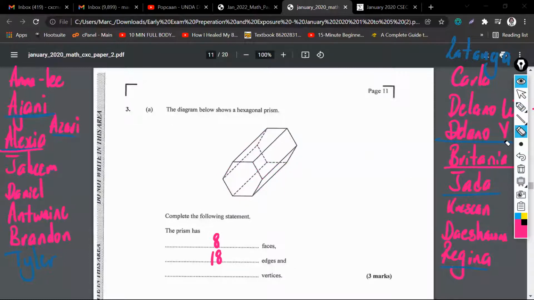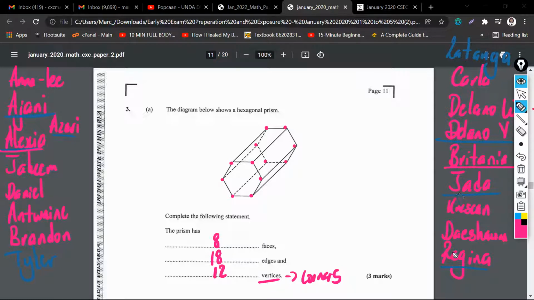The vertices, guys, are the corners. So vertices is the same thing as corners. So everybody can keep that in their head. So see one of the corners here. This is one of the corners. This is one of the corners. This is one of the corners. Corner, corner, corner, corner, corner, corner, corner, corner. So the vertices will be 12.